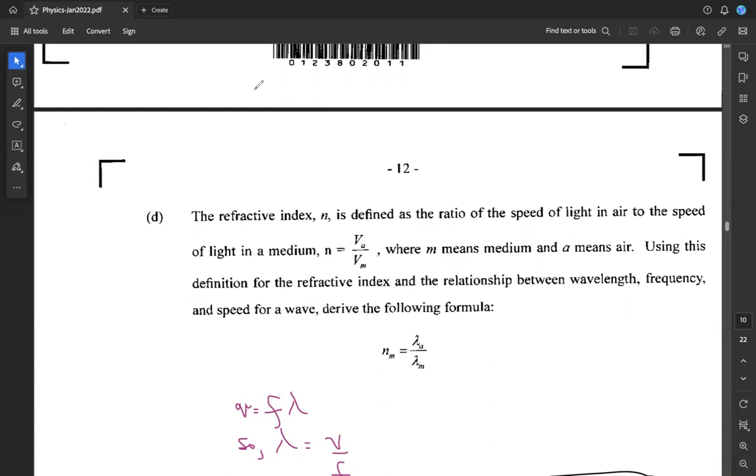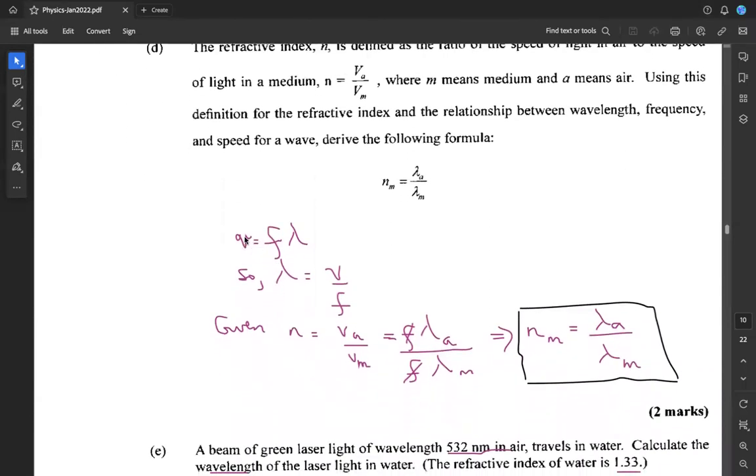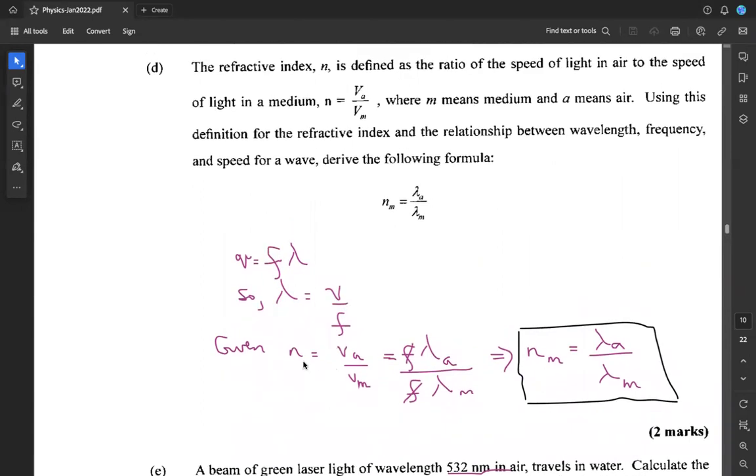So right away, we can rearrange this. Speed is equal to F lambda, so making lambda the subject, lambda is equal to V, speed, over frequency. Or we could just realize that if we're starting from what they gave us, which is that N is equal to the speed in A over the speed in M, we could literally just plug in F lambda wherever we see V. So we introduce that wavelength that they want us to have ultimately. We plug V is equal to F lambda into the original equation they gave us, and we end up with N is equal to F lambda A over F lambda M, right?